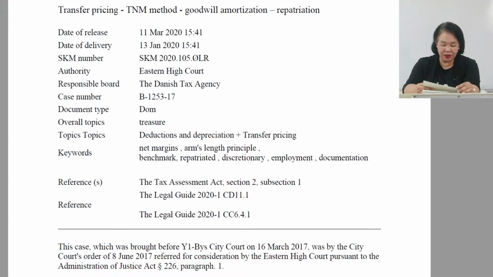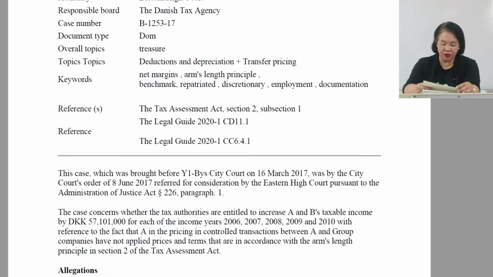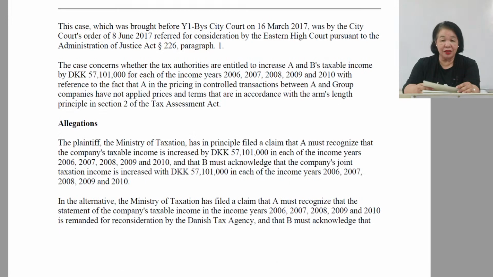Okay. So the case was brought before year 1 business year City Court on March 16, 2017, no? Was by the City Court order of June 8, 2017, referred for consideration by the Eastern High Court pursuant to the Administration of Justice Act, Section 226, Paragraph 1. Ano tong Eastern High Court, no? Ito na yung pinaka-Supreme Court nila, no? So, what happened in this case?